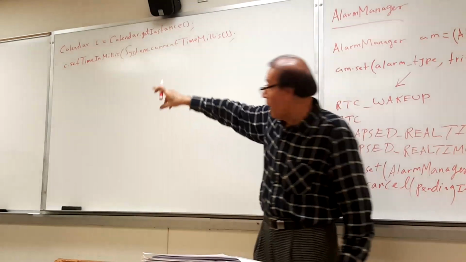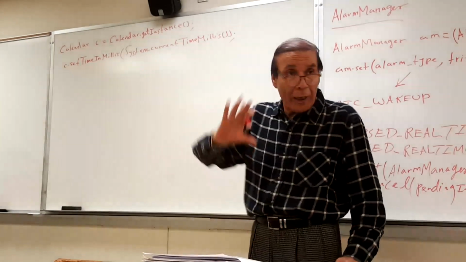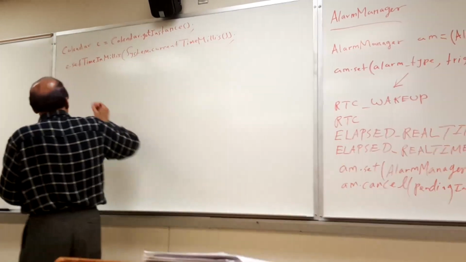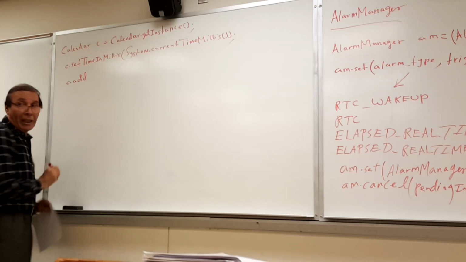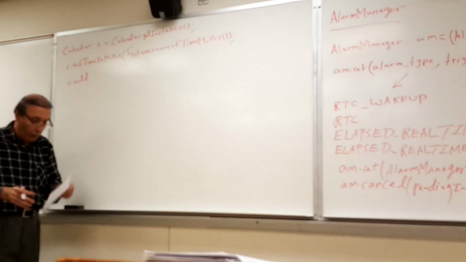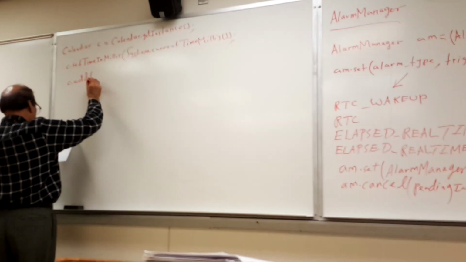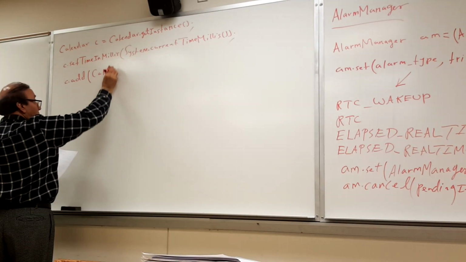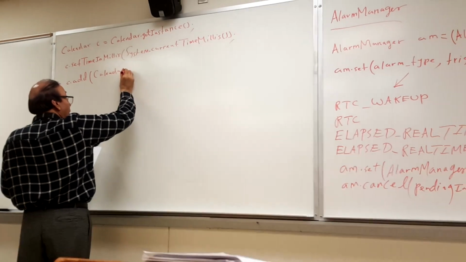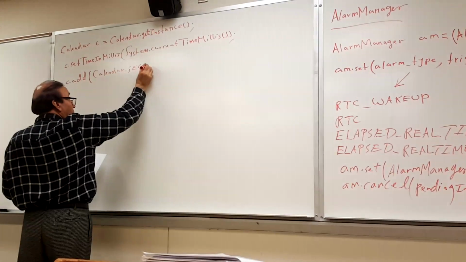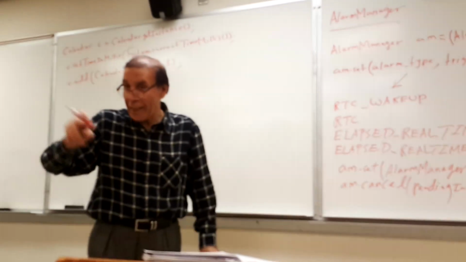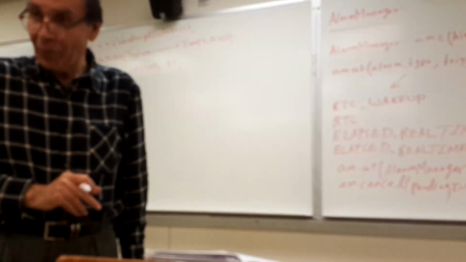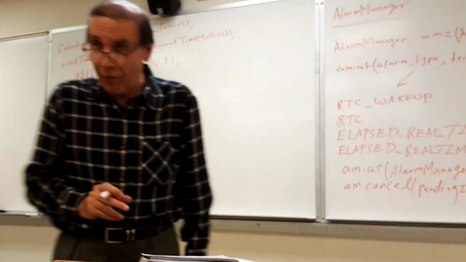We're using a set time in minutes. To manipulate it, you're going to do it this way. There is c.add. The method is add to manipulate the time, okay? Calendar.SECOND, 1. This means 1 second from now something should happen. Okay? 1 second from now.